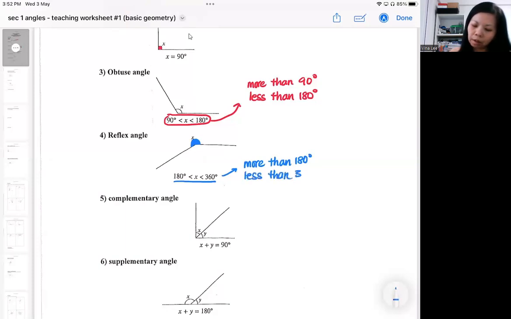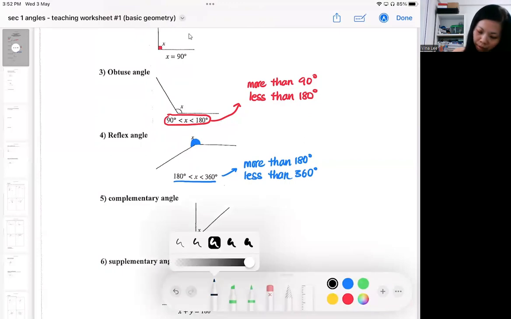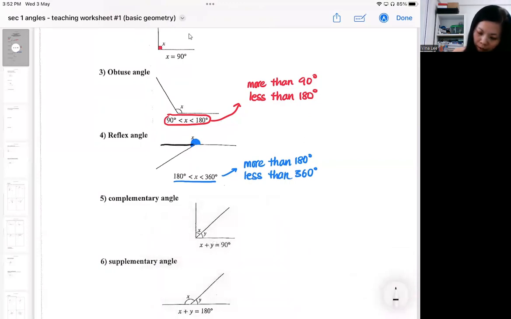If you're thinking, how am I supposed to use my protractor to measure this? If you need to measure this on your protractor, then you need to draw a straight line first. You can only measure this part, and then this part will be the 180 degrees.